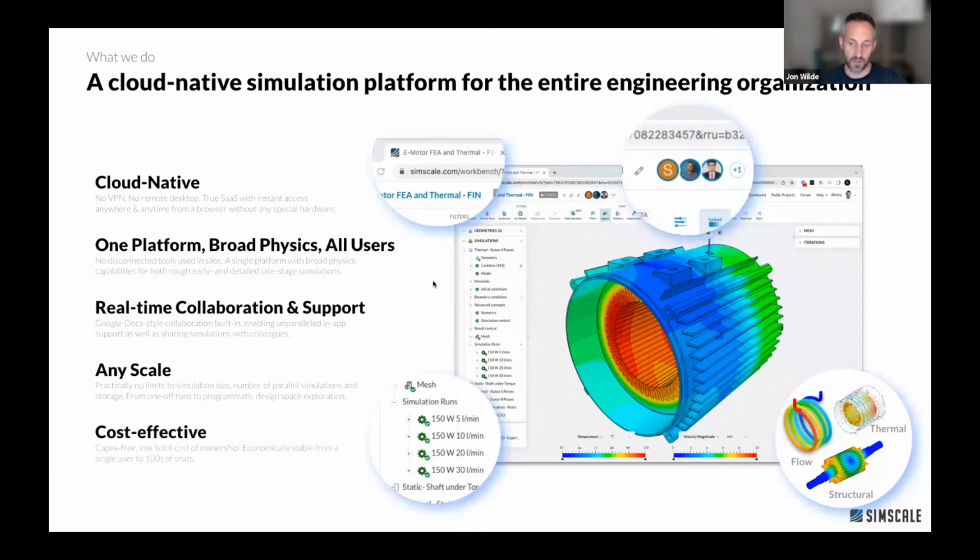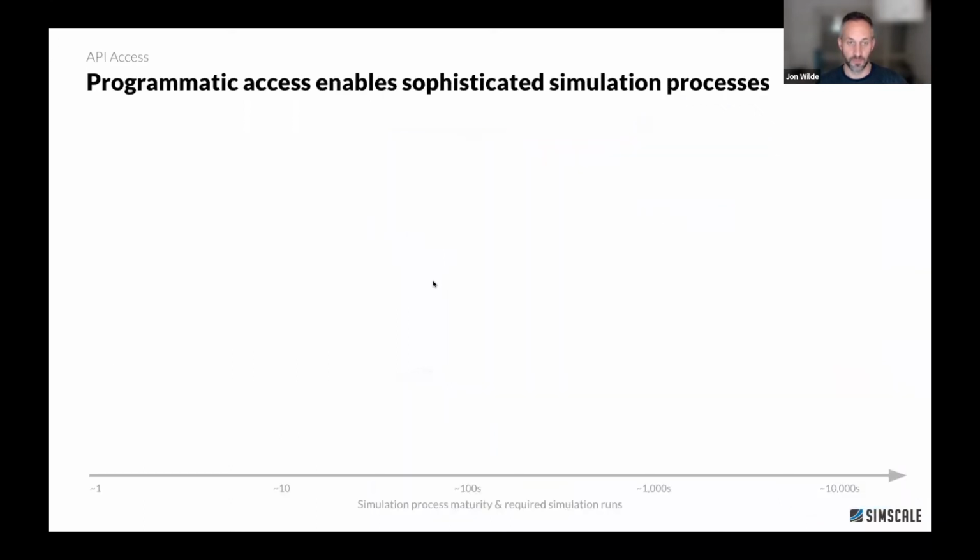And it's cost effective. It's a SaaS platform, so you're really paying for what you use. You get billed when you run simulations, but nothing too crazy. And the idea is that everyone can have access. We want every engineer, everyone within engineering companies to be able to leverage the power of simulation. And then we have an API, which we'll talk about at the end of the session today.